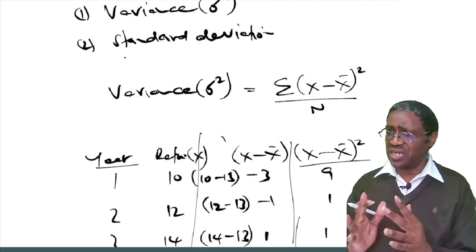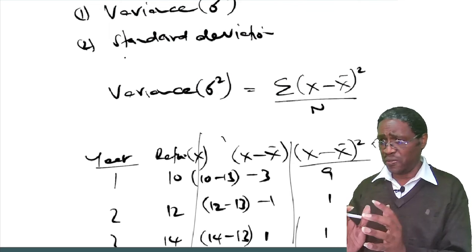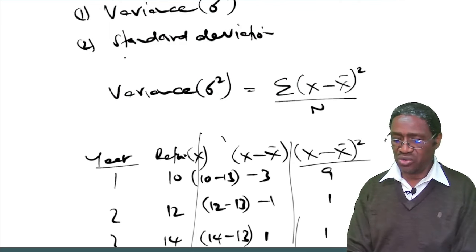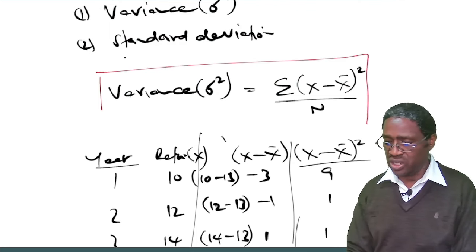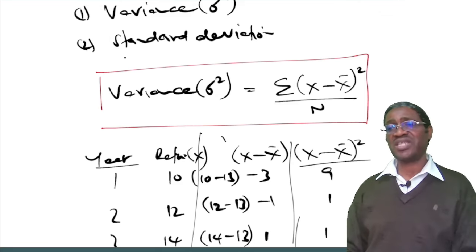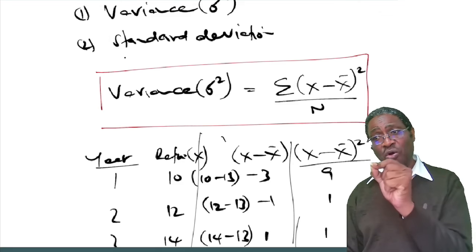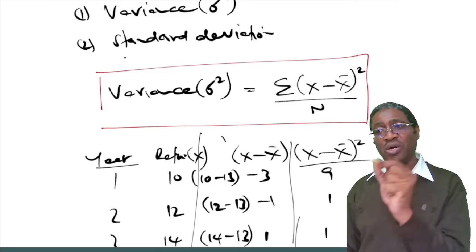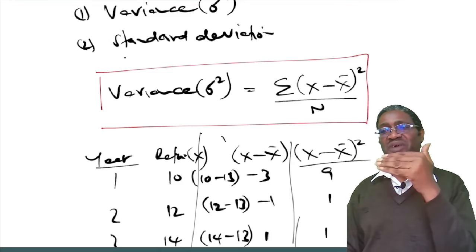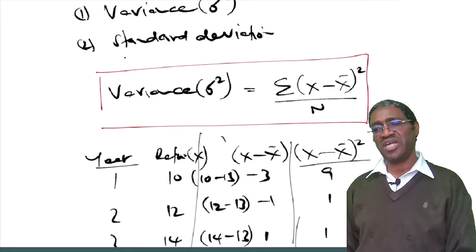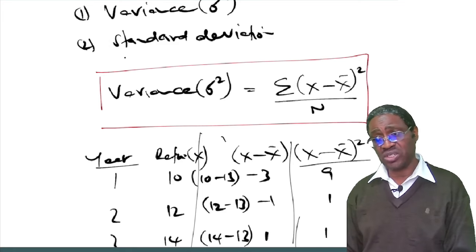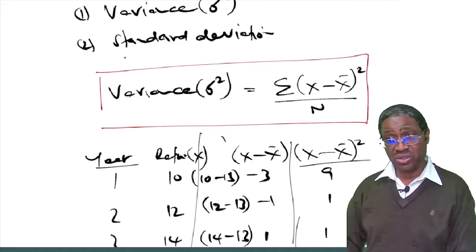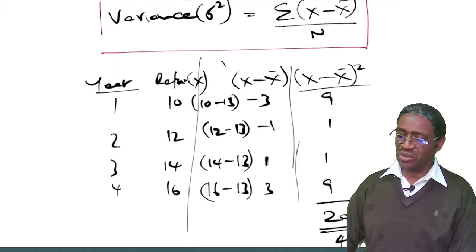So to get the variance as a measure of risk, our formula is to get the sum of the squared deviations and divide that by n, which is the number of observations. Are you there? Good.